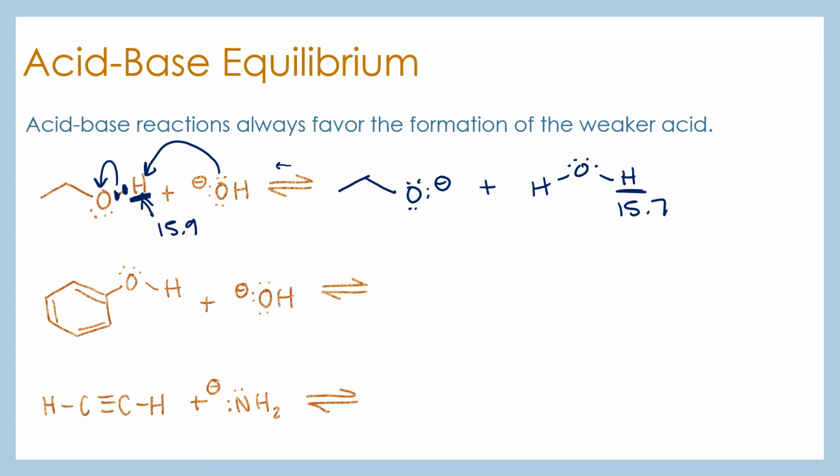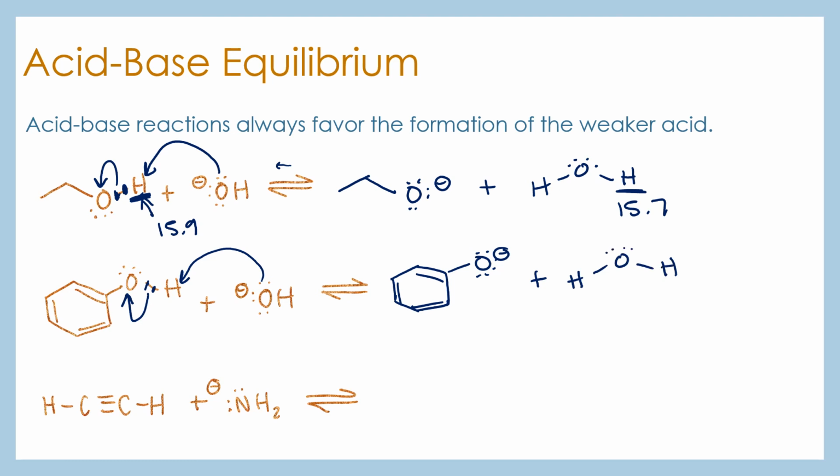So let's look at the next one. We have phenol, which is this compound here, plus hydroxide. This reaction is going to go in the same way. Hydroxide is going to pick up the proton. These electrons get put back onto the oxygen, and we end up making phenoxide plus water.